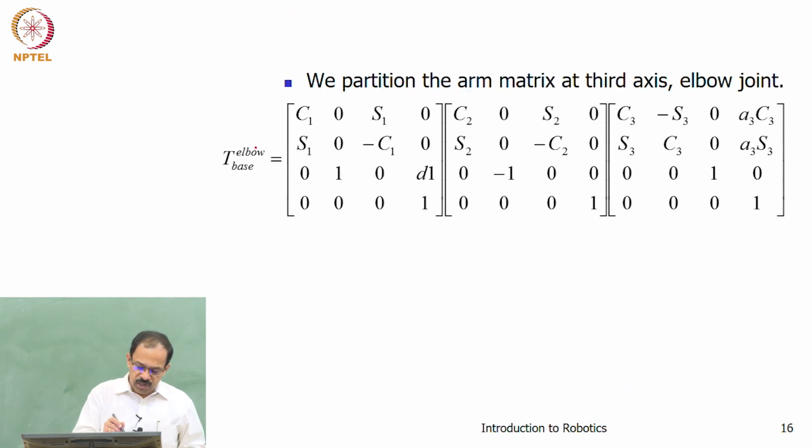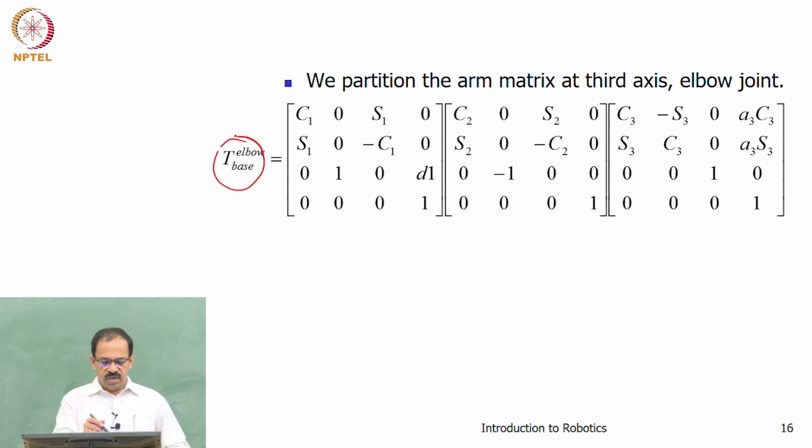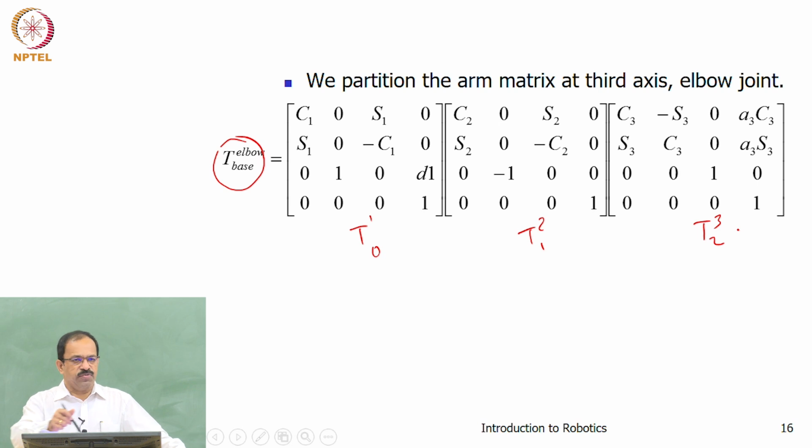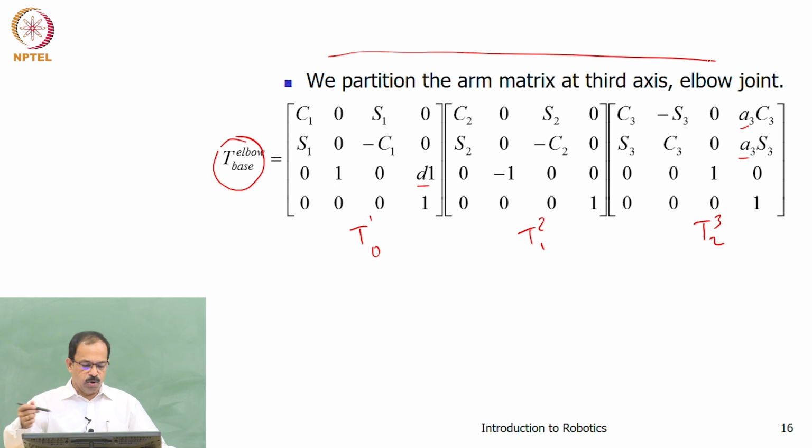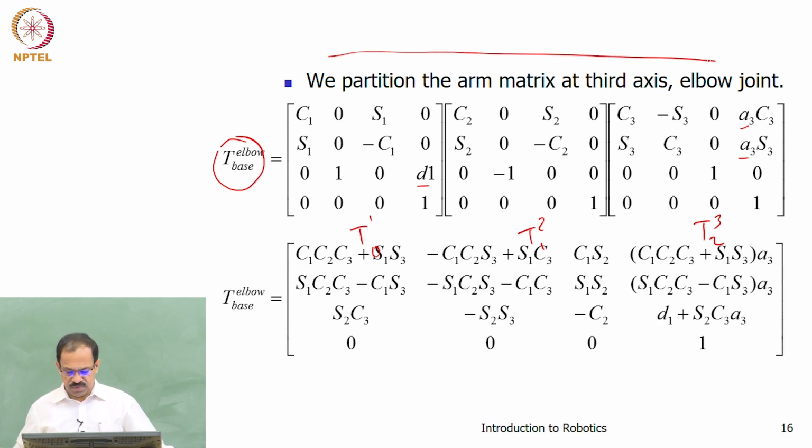If you want to find the elbow to base transformation, this is T10, this is T21, and this is T32. We simply substituted the values of theta, alpha, A and D into this, and we got this information. I did not substitute the value here, but just put it as A3 and D1. I substituted the value of alpha in order to get the matrix. Now if you multiply these 3 matrices, you will get the elbow to base relationship as this.